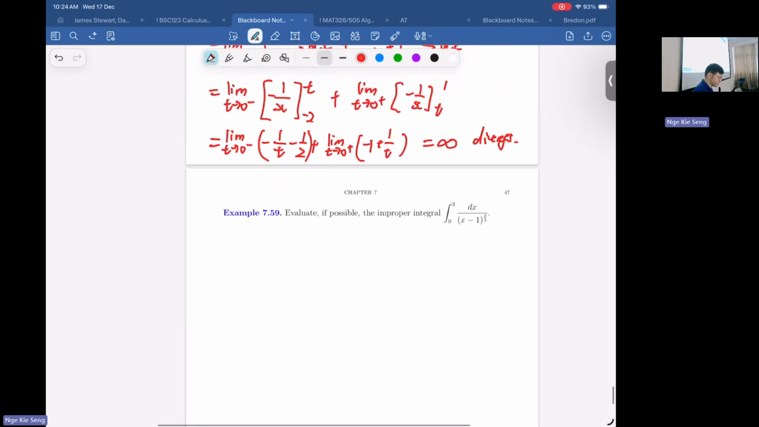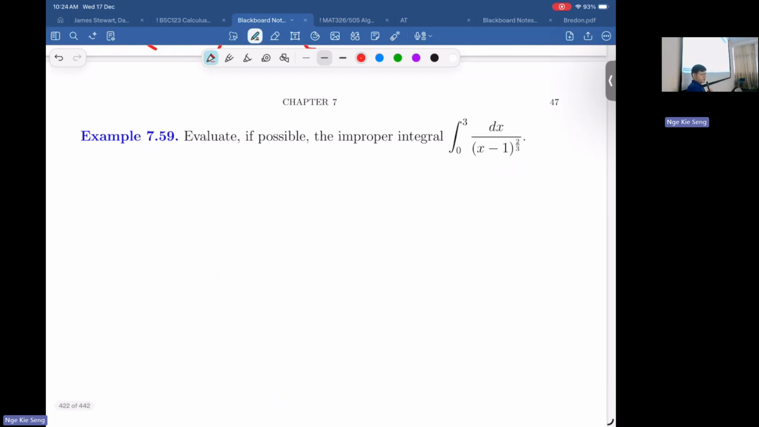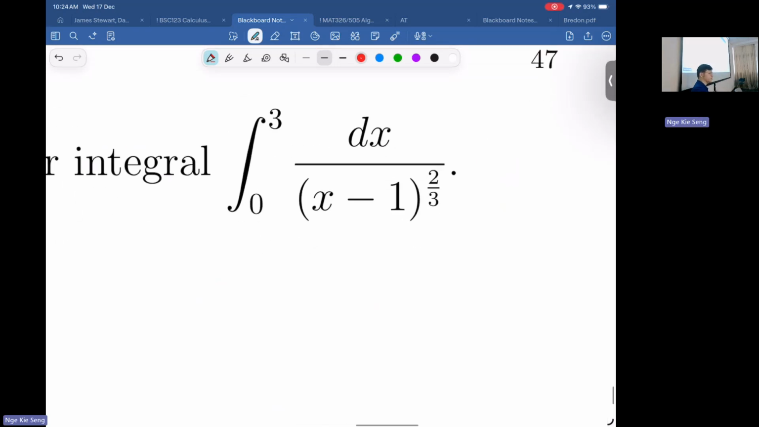If no question, how about you try this? Or maybe you tell me first, where should we split? Can we split? Should we split? Where can we split this integral? Can you tell me where to split first? Xiangci, you want to try? x equals 1, why?